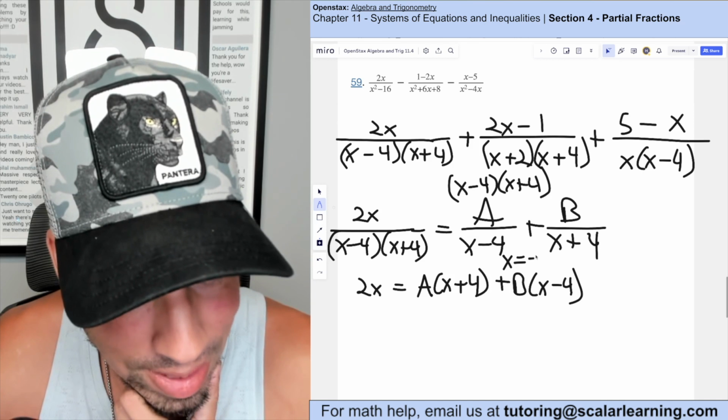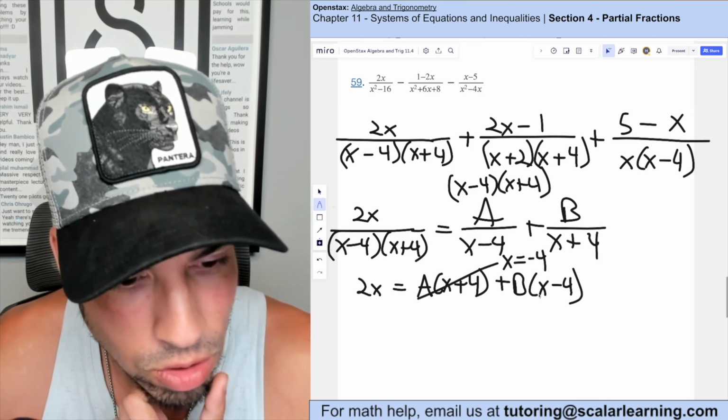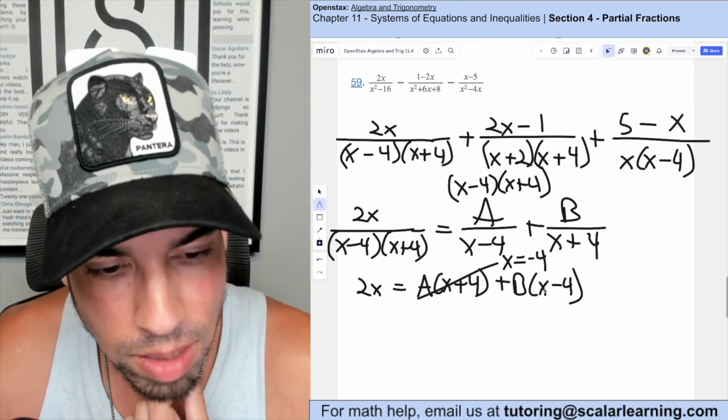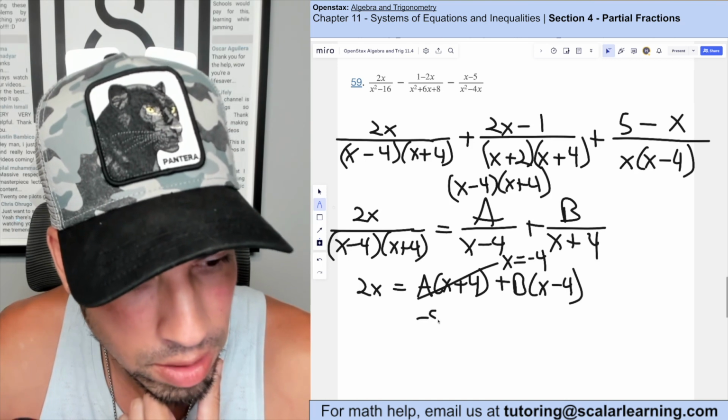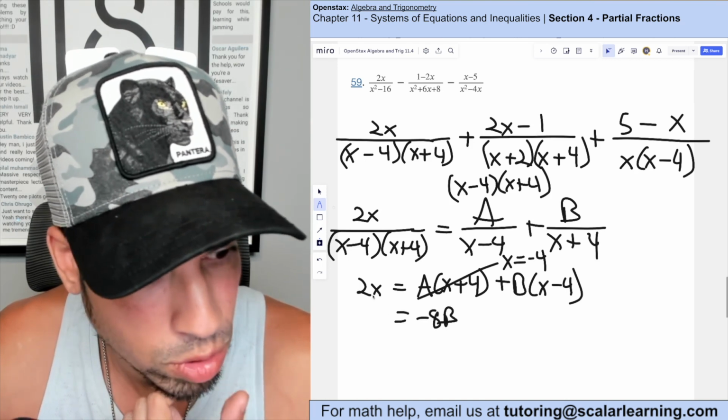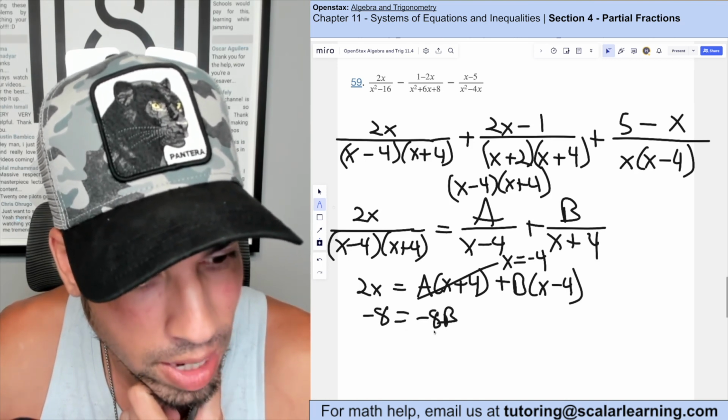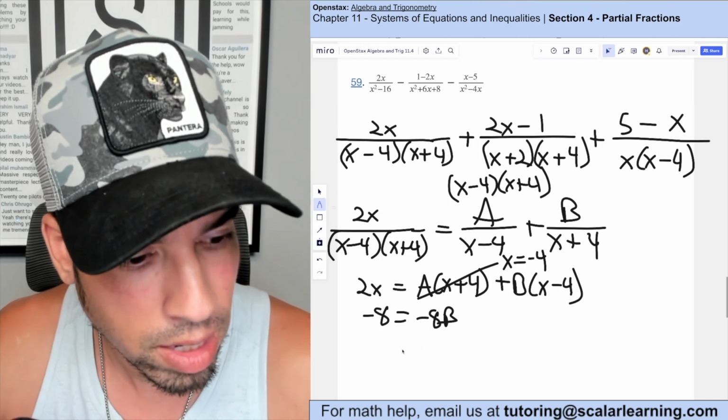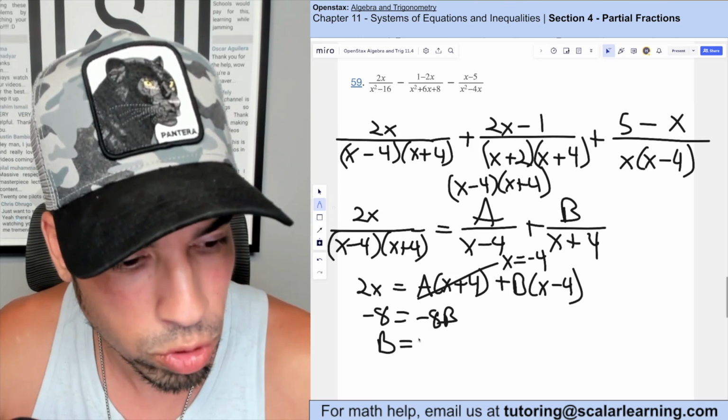All right, now we're going to plug in values for x to solve for a and b. First, I'm going to plug in negative 4. That's going to cancel this out to solve for b. So b times negative 4 minus 4 is negative 8. b is equal to 2 times negative 4, which is negative 8. Divide by negative 8. And b is equal to 1.